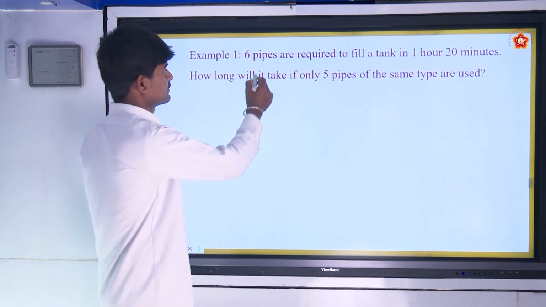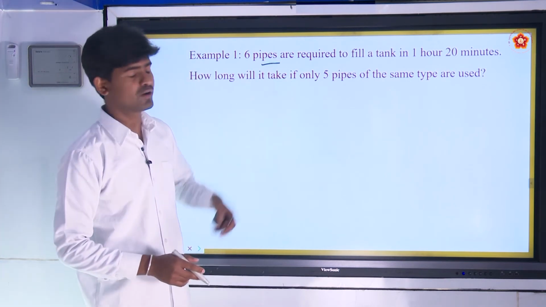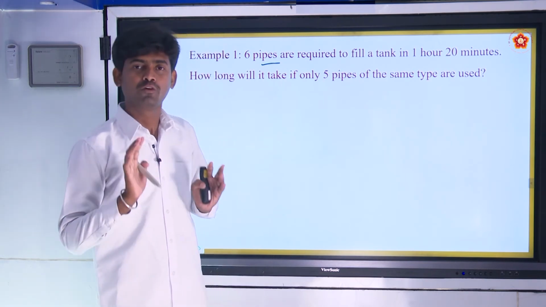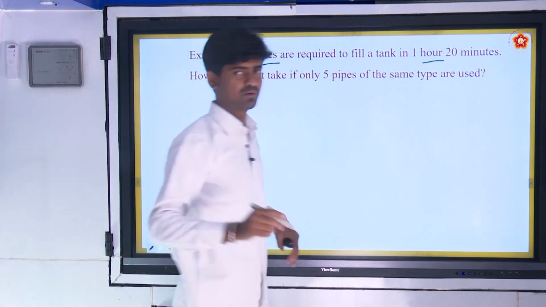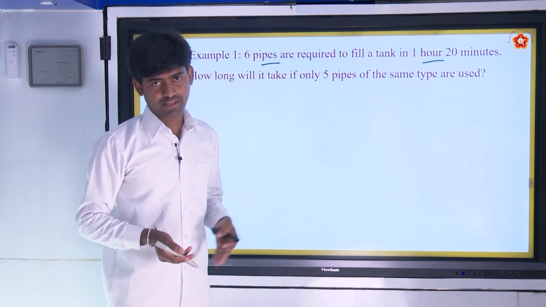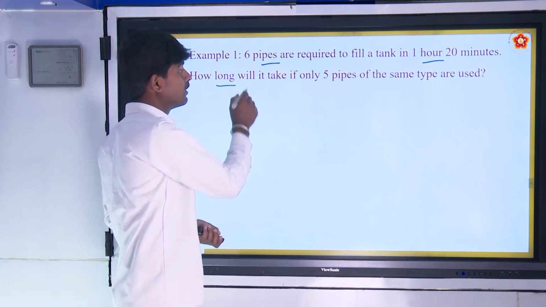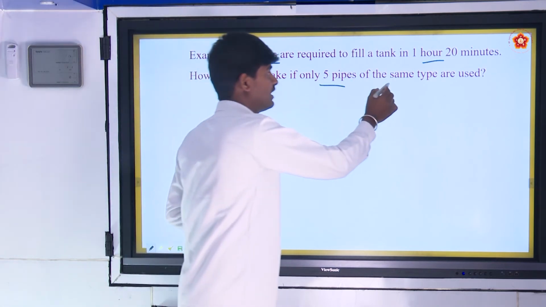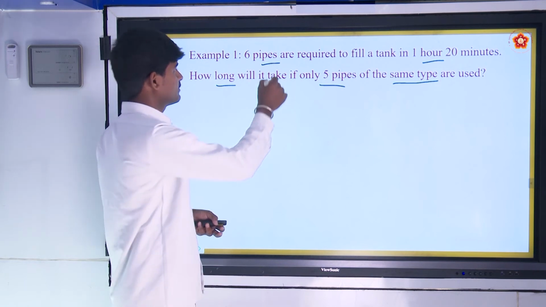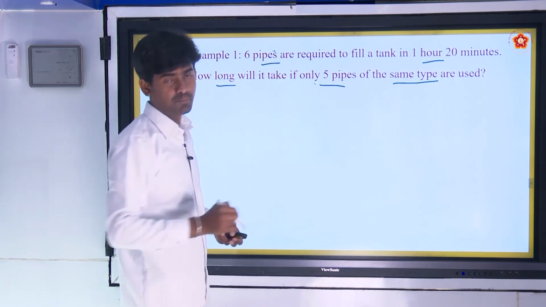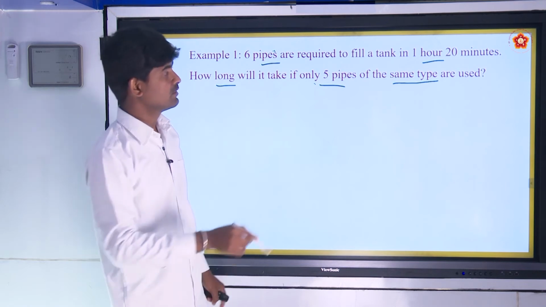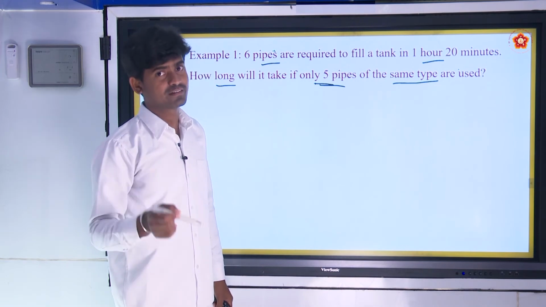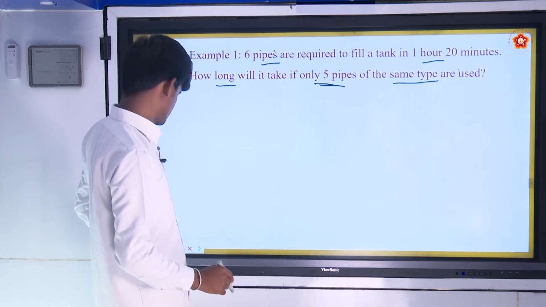First problem. 6 pipes are required to fill a tank in 1 hour 20 minutes. It means it takes 80 minutes, or 1 hour 20 minutes, to fill the tank with 6 pipes. So how long will it take if only 5 pipes of the same type are used? To fill that tank with 6 pipes it takes 1 hour 20 minutes. For 5 pipes, how much time is required to fill the tank? That is the question.